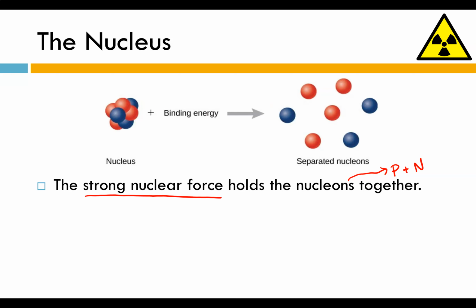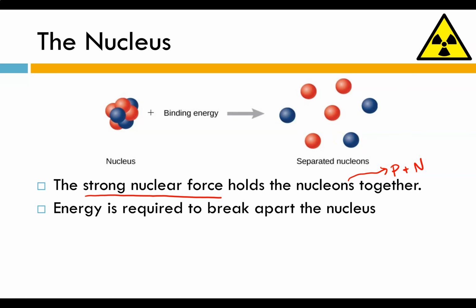So we've got our nucleus where they're all in very close proximity to one another, the protons and neutrons. And we can also have them as separated nucleons, as individual protons and neutrons. It takes energy to break apart the nucleus. It's called the binding energy. Basically, if we put that amount of energy into the nucleus, we're able to take the nucleus and split it back apart into subatomic particles.